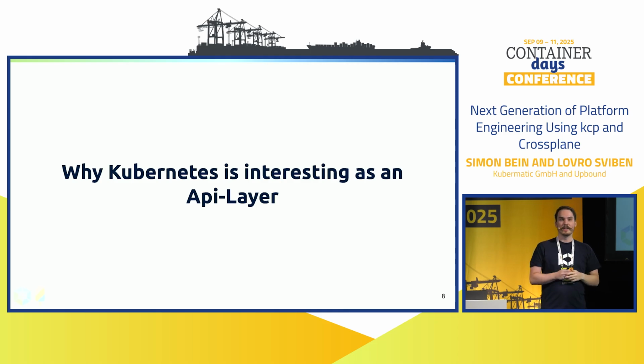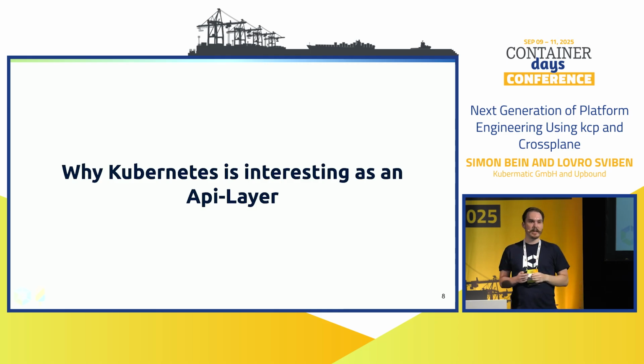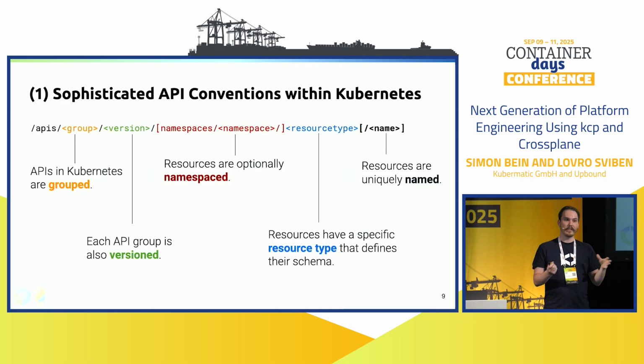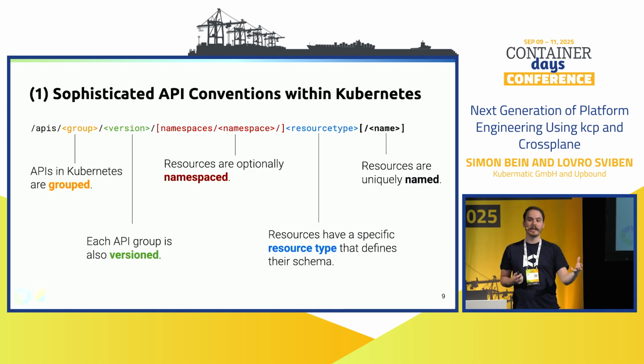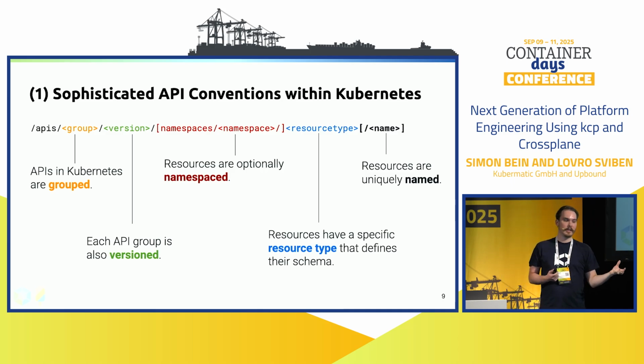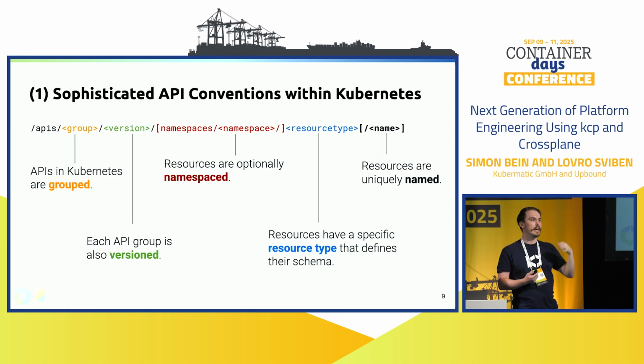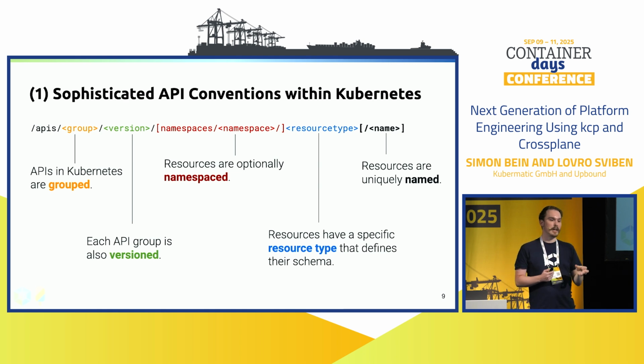All right. Why is Kubernetes interesting in such a case as an API layer? We all know Kubernetes for container orchestration, but it also has a rather sophisticated API. And by sophisticated, I mean APIs are grouped, meaning you can know who is the author of an API. They are versioned, meaning you can see the life cycle of an API. And then using a combination of namespaces, types, and names, you can also uniquely identify an object in the API. That's one of the parts which is very suitable for platform engineering use case.